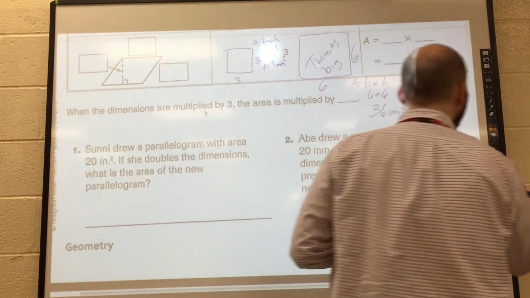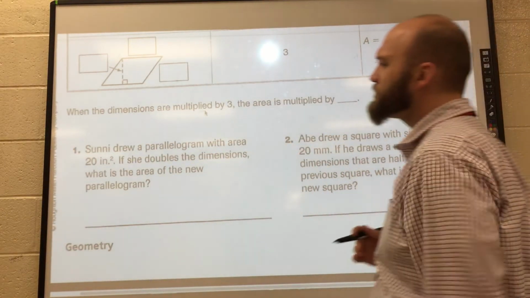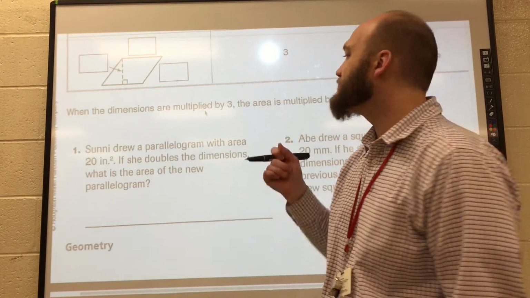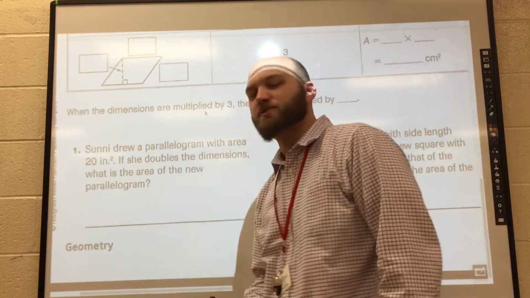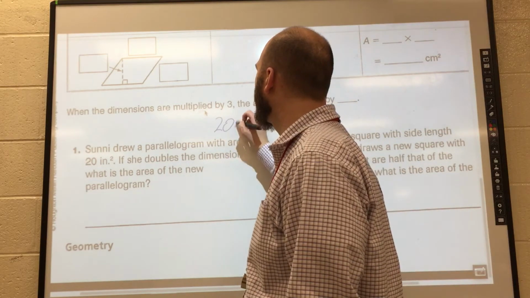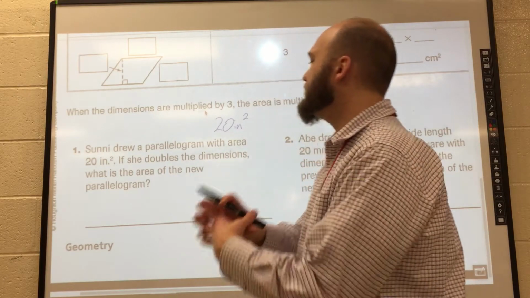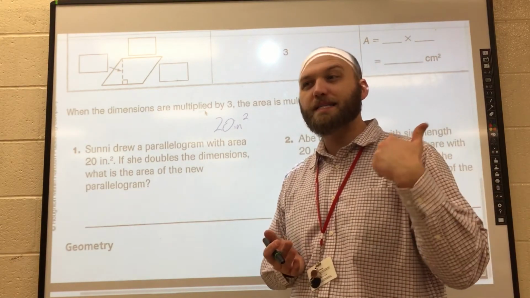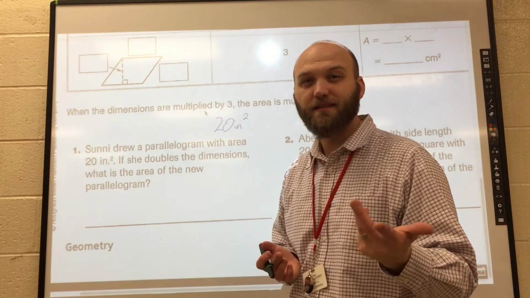So let's take a look at 2 of those real quickly. First 2 in your paragraph. Suni drew a parallelogram with an area of 20 inches squared. When she doubles the dimensions, what's the area of the new parallelogram? Well, it's not just 40.